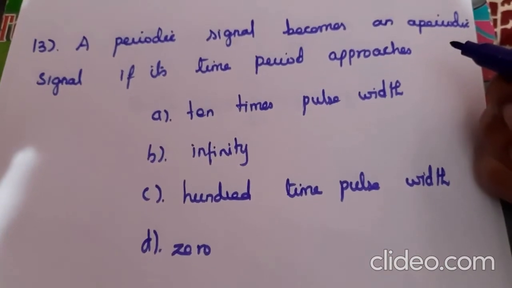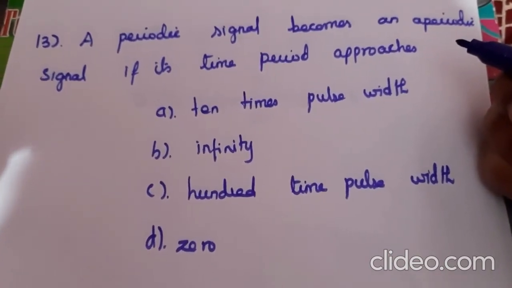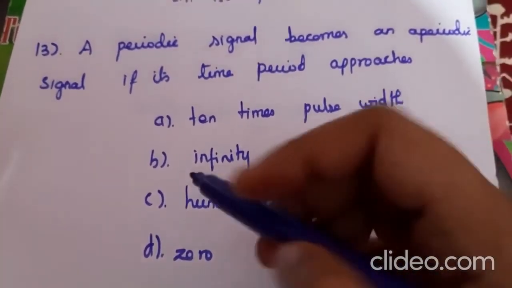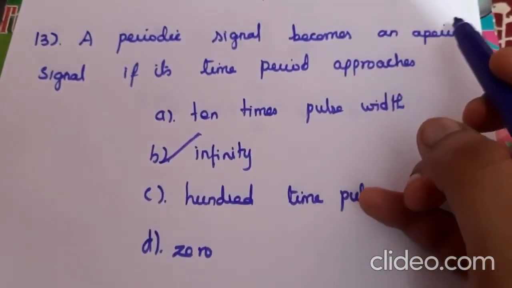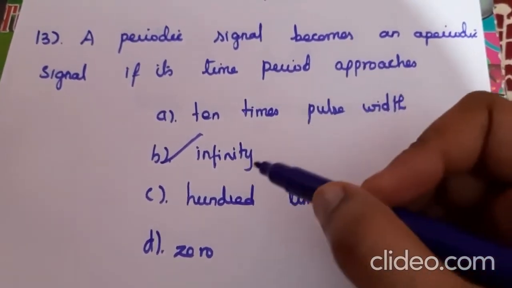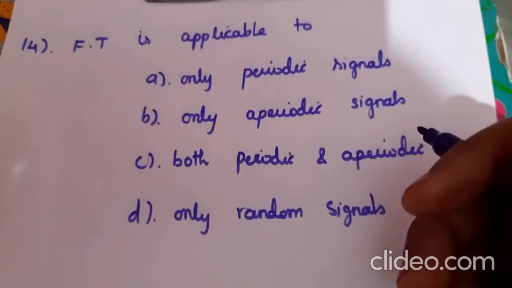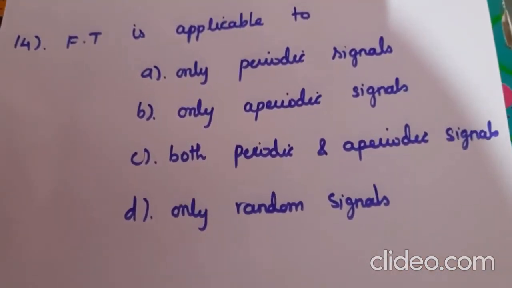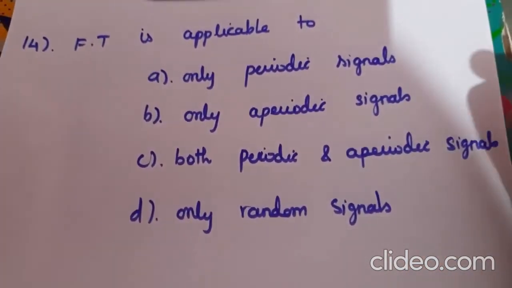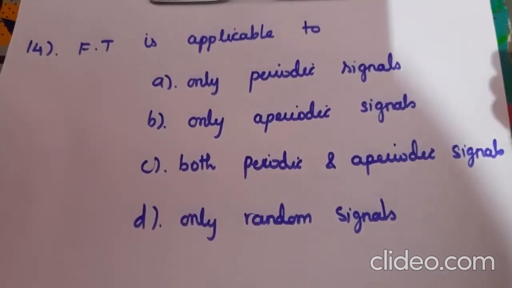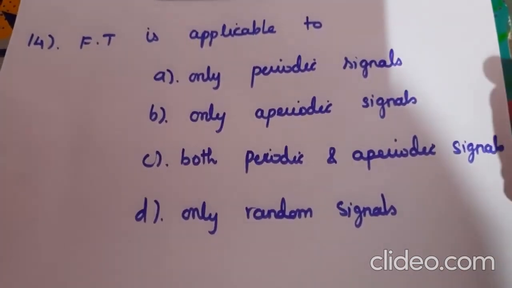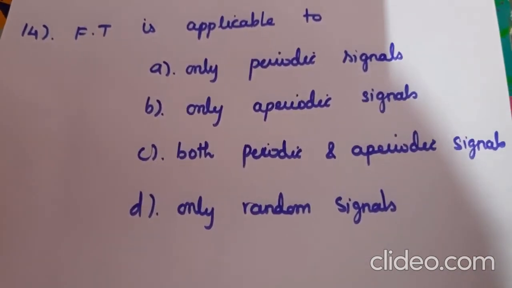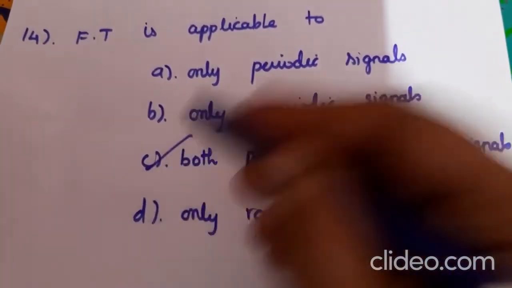13th question, a periodic signal becomes an aperiodic signal if its time period approaches infinity. So when the time period approaches infinity, the periodic signal becomes an aperiodic signal. So here the answer is B. 14th question, Fourier transform is applicable to, and Fourier transform is applicable to both periodic and aperiodic signals, whereas the Fourier series is applicable only to periodic signals. So here the answer is C.